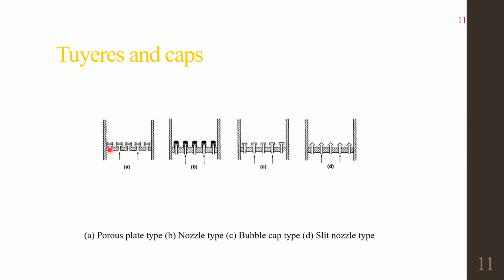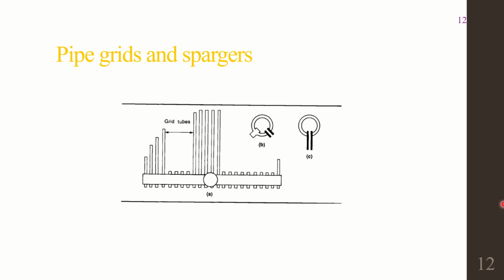So this is the porous plate, tuyers and nozzle type and bubble cap type, and this is a slit nozzle type. So the fluid would be passed through this, and the major advantage is that the backfall, or the particles falling back, would be prevented when we are using these types of distributors. And this is a pipe grid and spargers. So grid and spargers would be used to pass the fluid inside the bed. So this is one type of design.